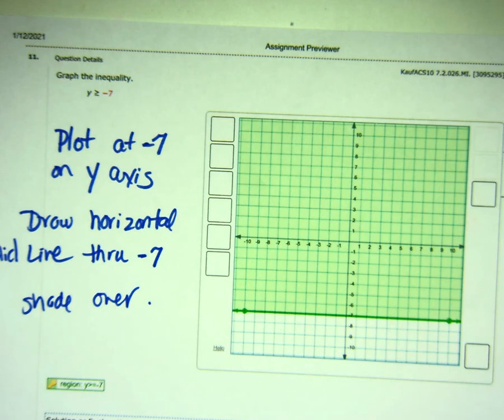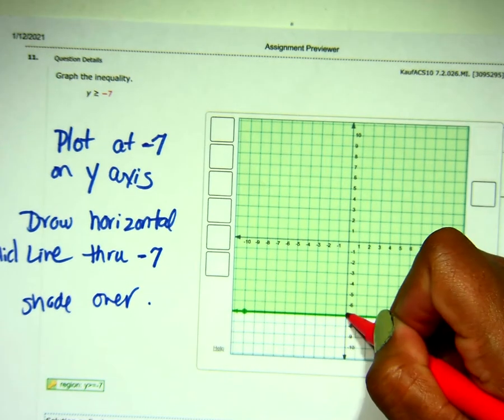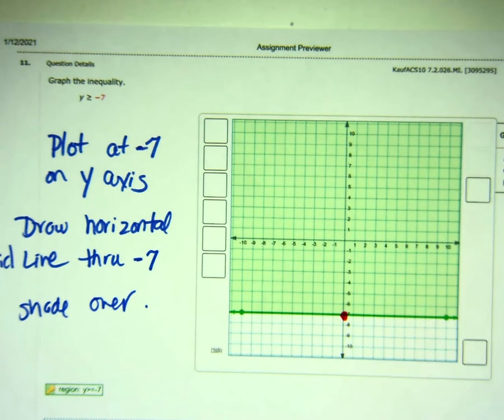Now you may remember earlier when we were doing the equations, we had to draw a horizontal line when it was pertaining to the y-axis and we drew a vertical line when it was pertaining to the x-axis. Well, here we go with a y. So I'm going to plot a dot at -7 right here, and then I'm going to draw a horizontal line going through the -7. Once you draw that horizontal line, shade over, hence the green, hopefully you guys can see it, because it says it's greater than.